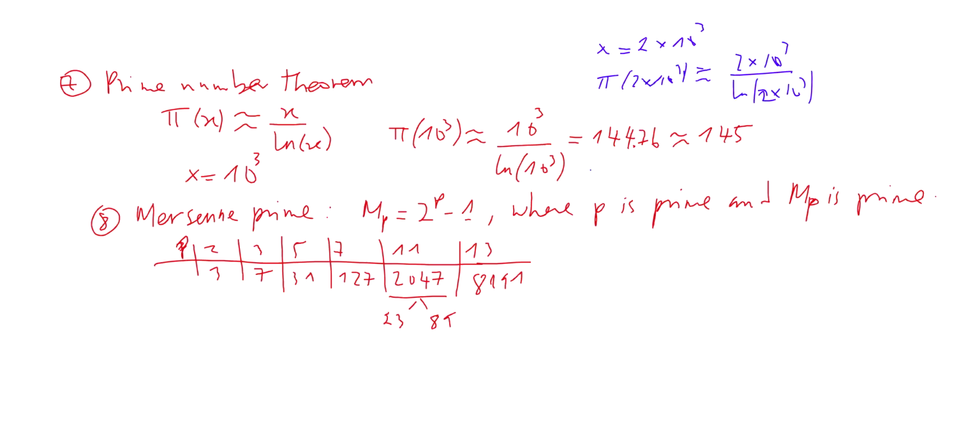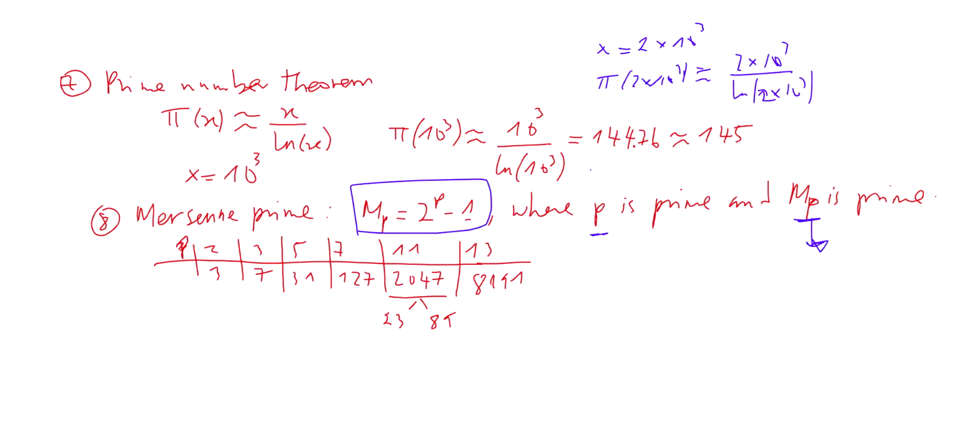Okay, then the next one was the Mersenne prime. We said that a Mersenne prime is a prime number which follows such a formula: MP is equal to 2 to the power p minus 1, where p is prime and MP will also be prime. So if p is prime and MP is also prime, then we say that this MP is a Mersenne prime. It's not really a tricky question, but it's just an understanding of what this means.